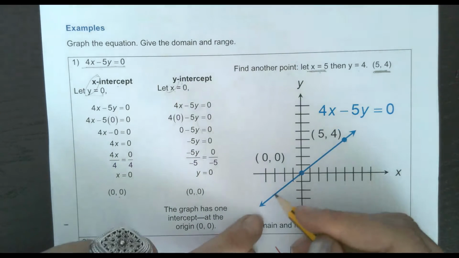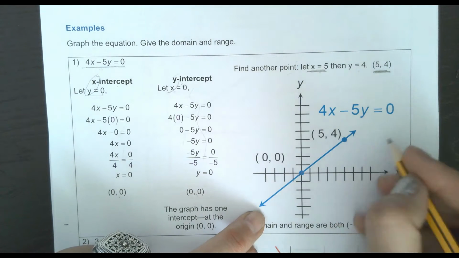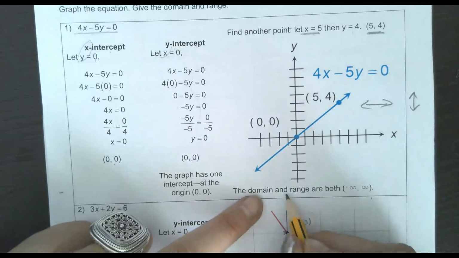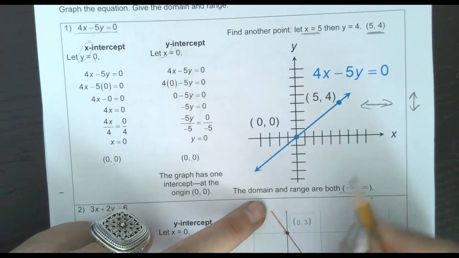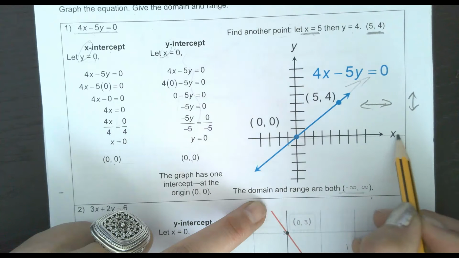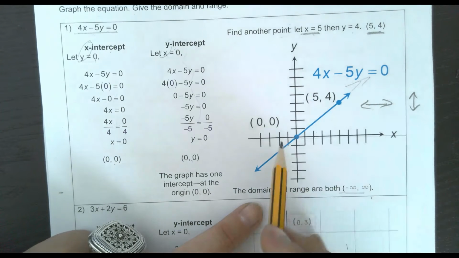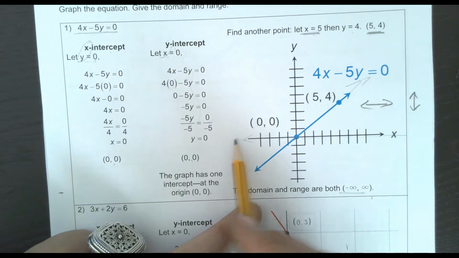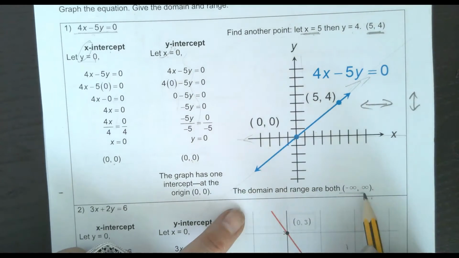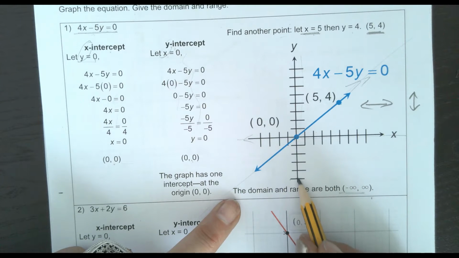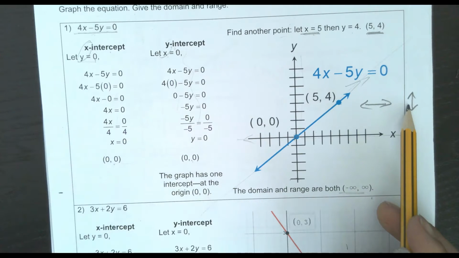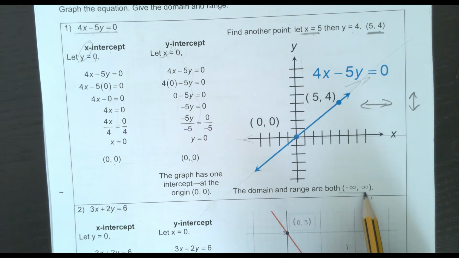So here we have a straight line. It's not horizontal, it's not vertical. So you know the domain and range are both negative infinity to infinity because this goes forever and ever. So you'll always use all the x values on this side, you'll use the x values on this side. You'll use all the y's because it just keeps going and going. So it'll use all the negative y values. So the domain and range of a straight line that's not horizontal or vertical will always be negative infinity to infinity.